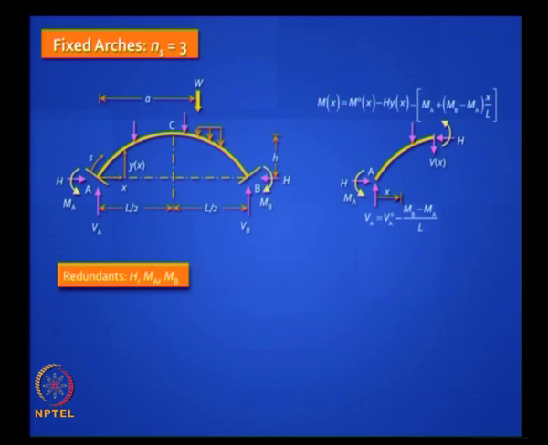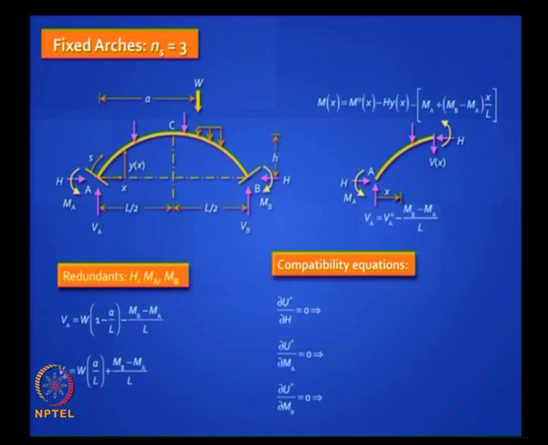And finally, if you want to deal with fixed arches, you have 3 unknowns now. Okay, you can't take advantage of symmetry in loading now, 3 unknowns. So it is convenient to take the 2 bending moments, MA, MB, and the horizontal reaction. Earlier we had only the horizontal reaction, and so you need 3 equations now. What are the 3 equations? Vertical reactions can be expressed in terms of those unknowns.